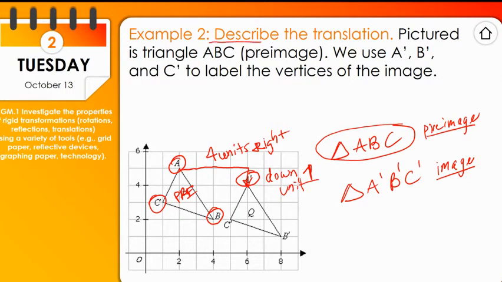So if we were to describe the translation, A prime is right 4 units, down 1 unit.